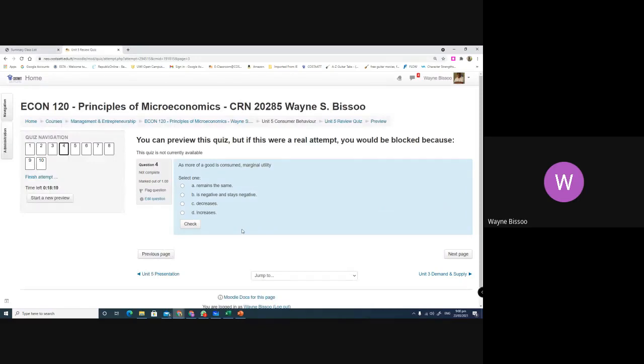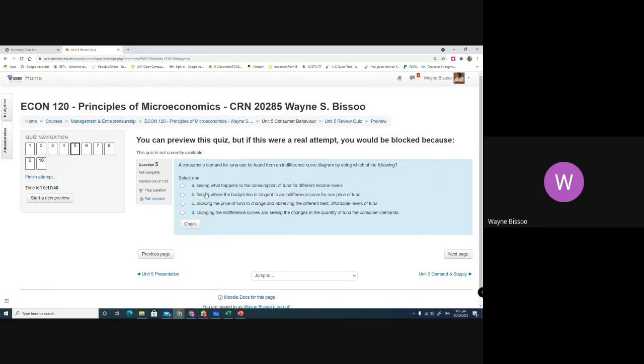As more of one good is consumed, marginal utility does what? Does it fall? Does it increase? Does it remain the same? Is it negative and stays negative? So remember what we said: as we consume more and more of any item, our marginal utility falls. So it decreases, okay?